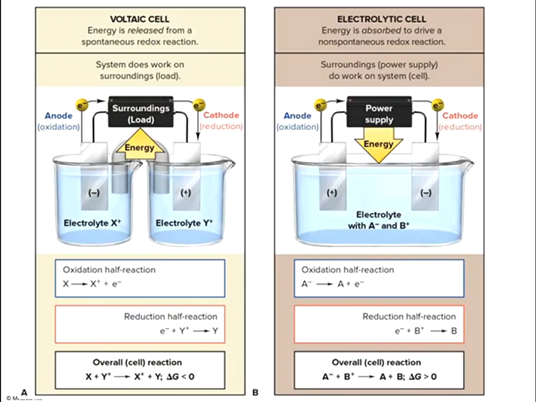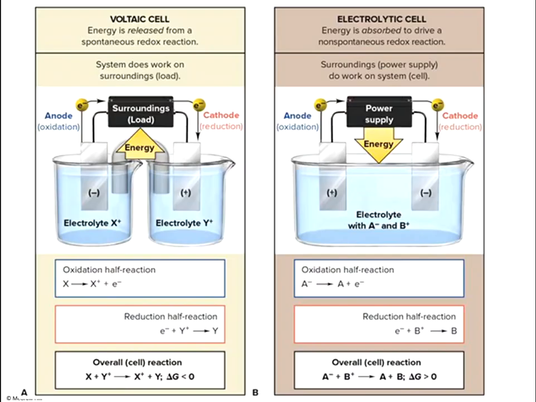The cathode is positively charged. The oxidation half reaction, we see that a species here is being oxidized and giving us electrons. So those electrons are produced and go into that electrode and then run through the load. In the reduction half reaction, the electrons are picked up by the excess Y plus species in solution to produce our Y. And we see our overall cell reaction with a delta G that is negative. That's a voltaic or a galvanic cell.